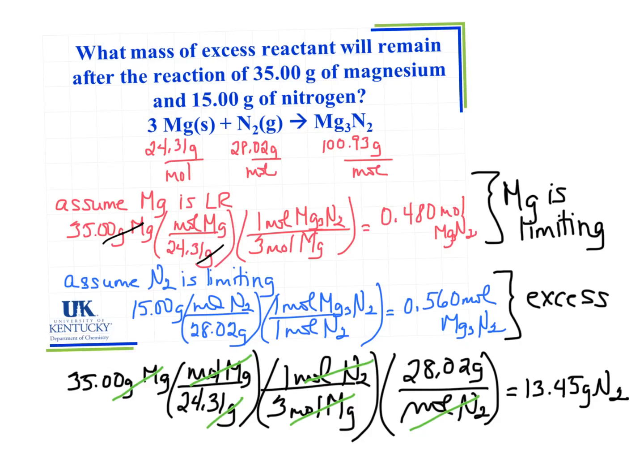So what I'm trying to find out is the mass of the excess reactant. Well, I know that's the nitrogen. I start with 15 grams of nitrogen, and I'm going to consume 13.45 grams of nitrogen in my reaction with the magnesium. And so what I find is I get 1.55 grams of nitrogen left over.